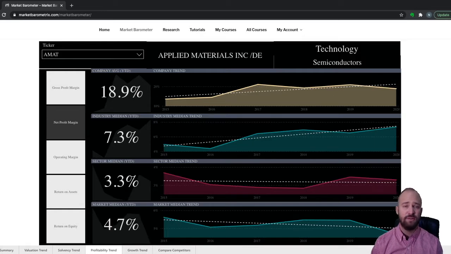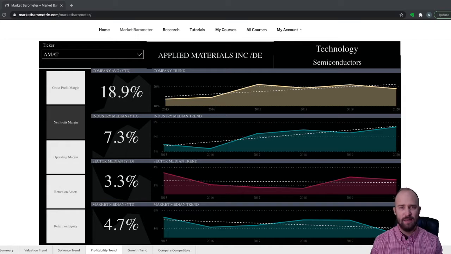And sure enough, that increased profitability has carried all the way down to the net profit margin. Now those are the types of insights that we're hoping to find and that the Market Barometer helps demonstrate to us. And this is the type of analysis that helps us identify those important questions. The question in this instance being, why is Applied Materials more profitable than the industry averages when it comes to operating and net profit margins?